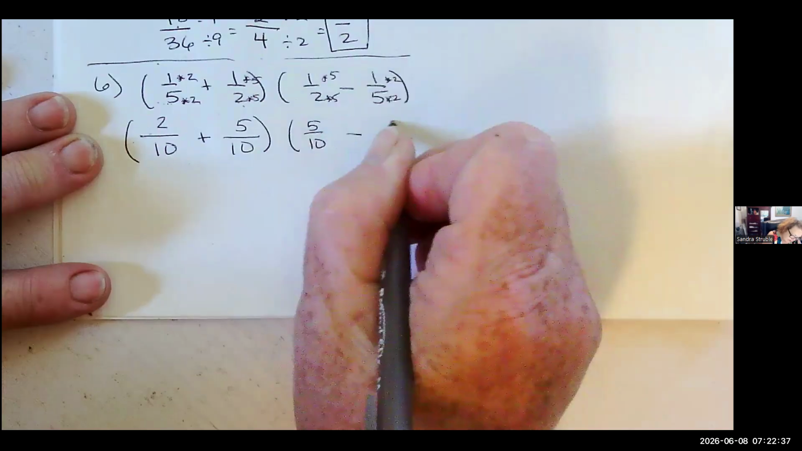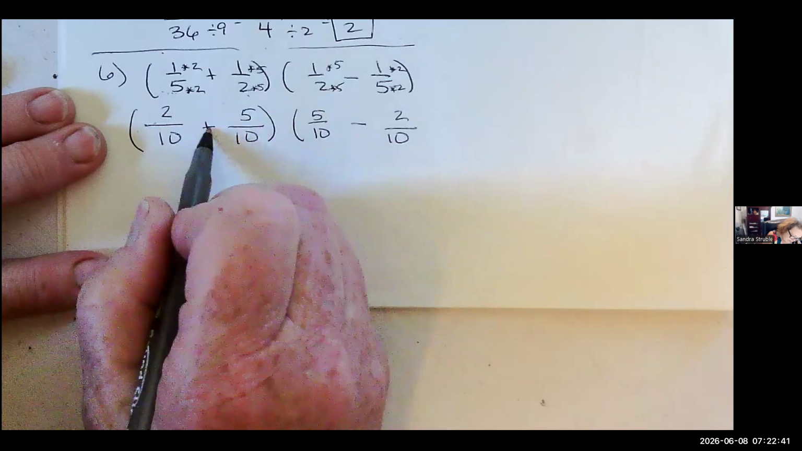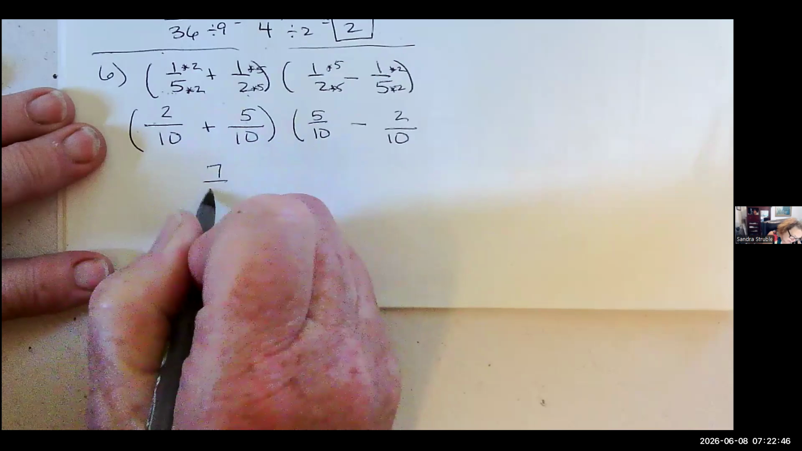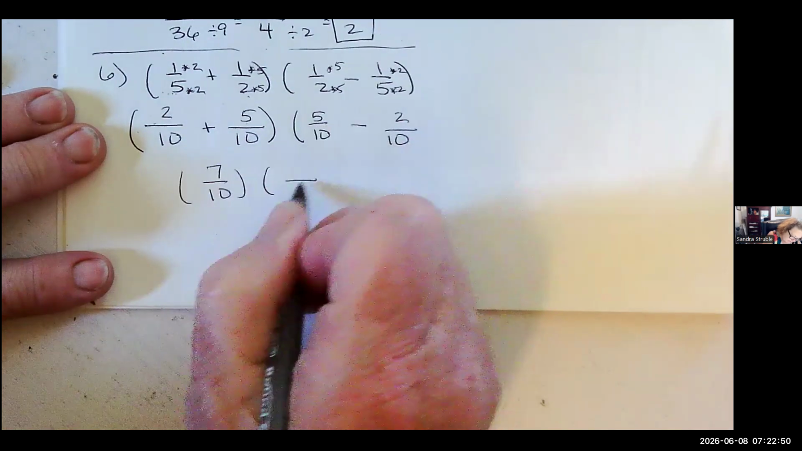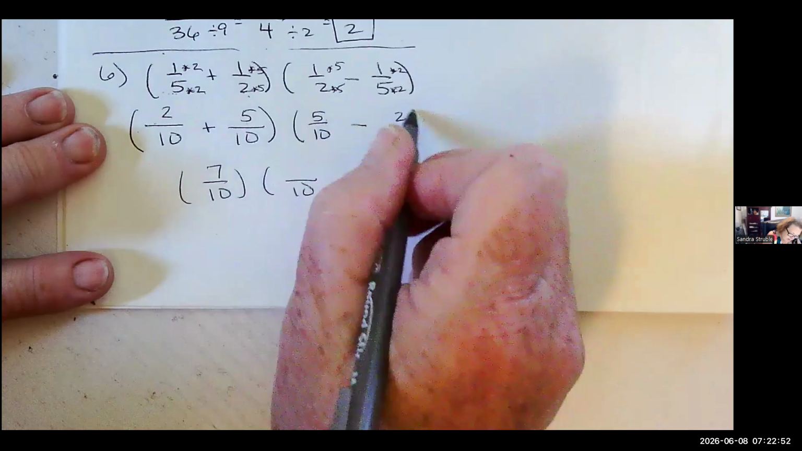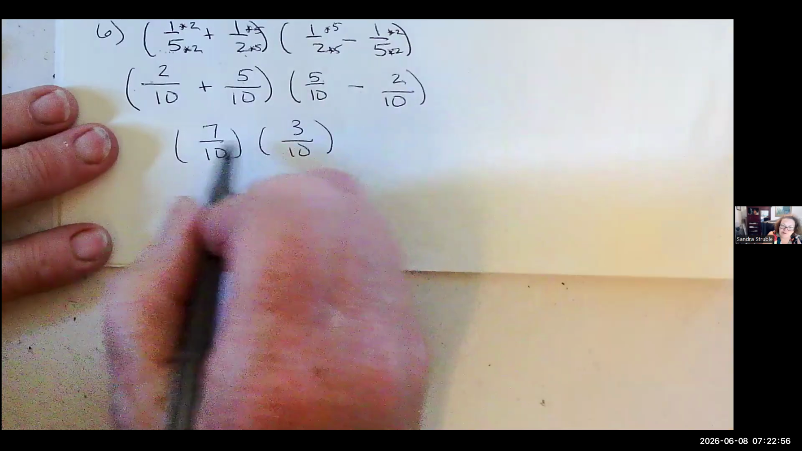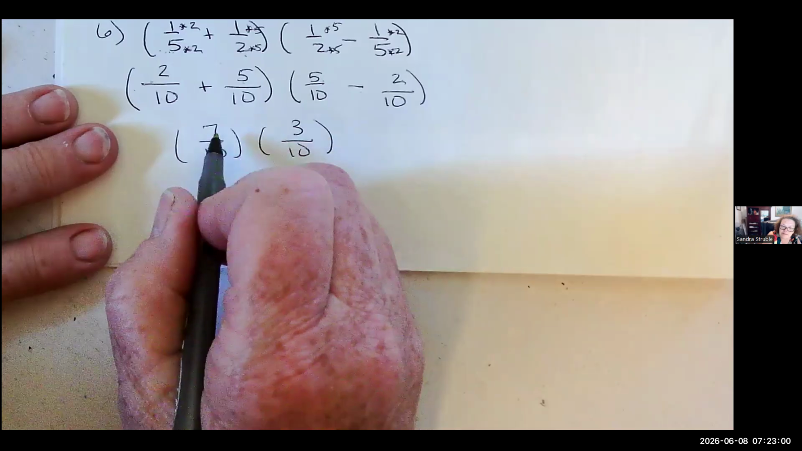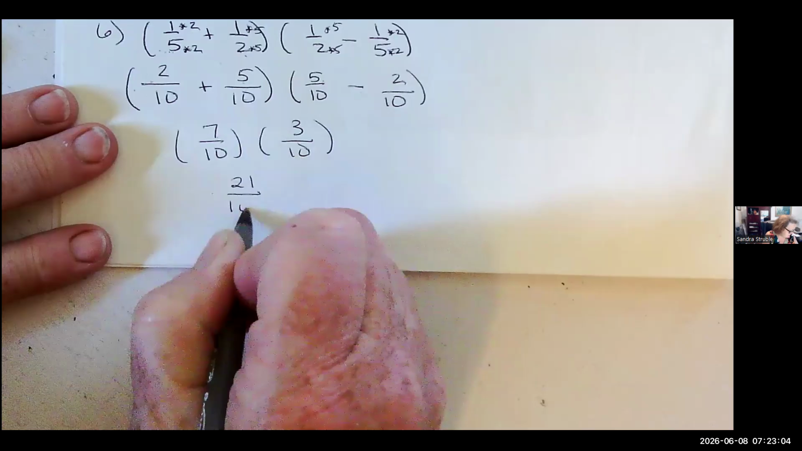All right, now that the denominators are the same, we can add them. 5 plus 2 is 7. And then for this one, we can subtract: 5 minus 2 is 3. Now we're multiplying. When we multiply, we always try to reduce first. We can't. So 7 times 3 is 21. 10 times 10 is 100. And those do not reduce.